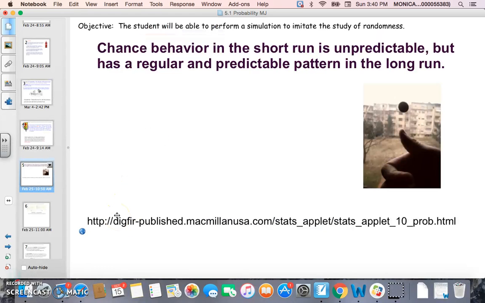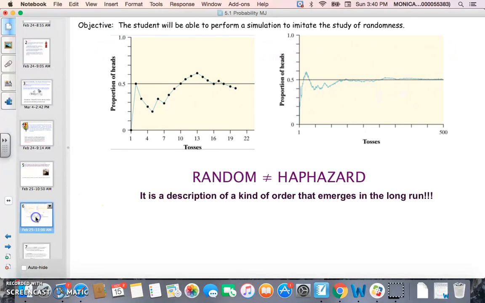Okay, hopefully you had a chance to do the simulation, and what you should have noticed is that random is not necessarily haphazard. They don't mean the same thing. Random is kind of a description of an order that emerges in the long run. And so though it was random to get either heads or tails, in the long run it is going to approximate the true probability, which is 0.5 in this situation.